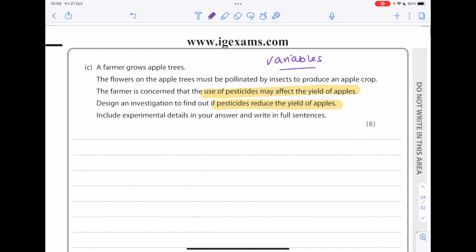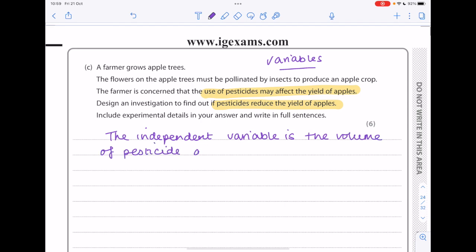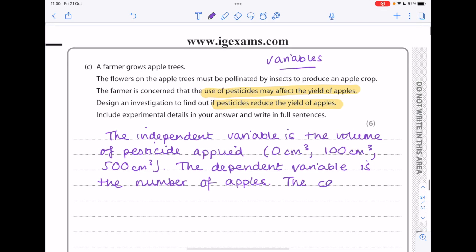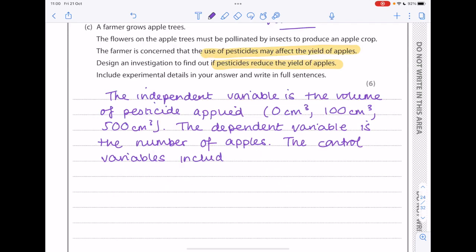What will we change? The independent variable is the volume of pesticide applied. It needs to be something tangible. What's our dependent variable? So what we're measuring, it's the yield of apples. But again, what will we actually measure? The number of apples. We want at least 3 control variables. So what are we keeping the same? So what will affect that growth of the apple, the yield of the apple?